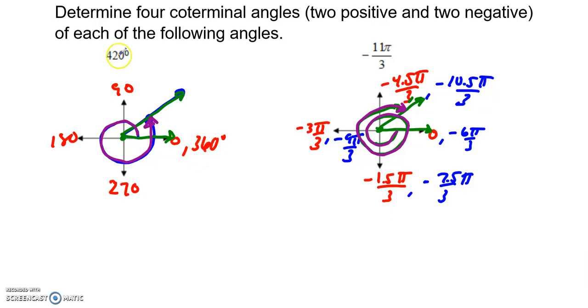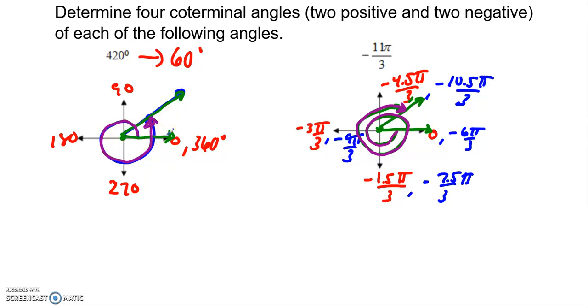So if I want to get to 420, some of you might have noticed that 420 is 60 degrees beyond 360. So if you start at your initial side, go all the way around the circle, you land at 360. We're not quite at 420 yet, so you go about 60 degrees above that. So this would be your angle going counterclockwise.